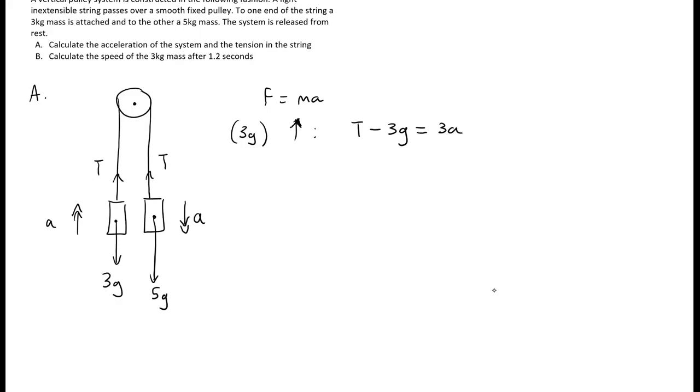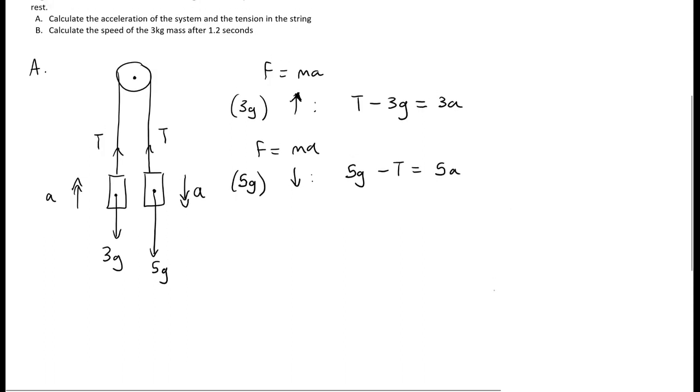And then if we apply the same thinking to the other object, the 5g weight, we'll take down to be positive here because it's accelerating down, and so we'd have 5g minus T. Minus T here because T is acting up, in opposition to down, our positive direction, equals 5a, the mass times acceleration.